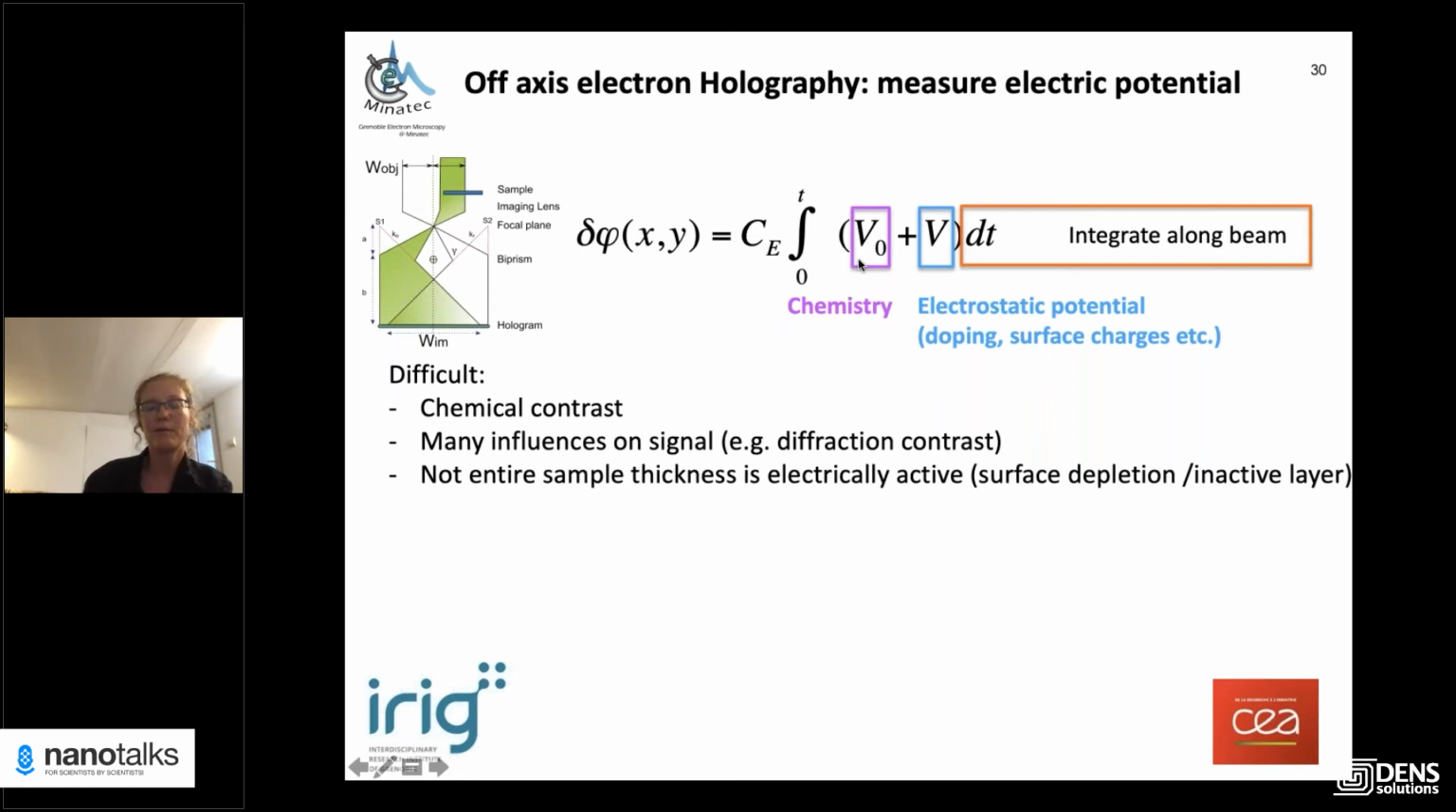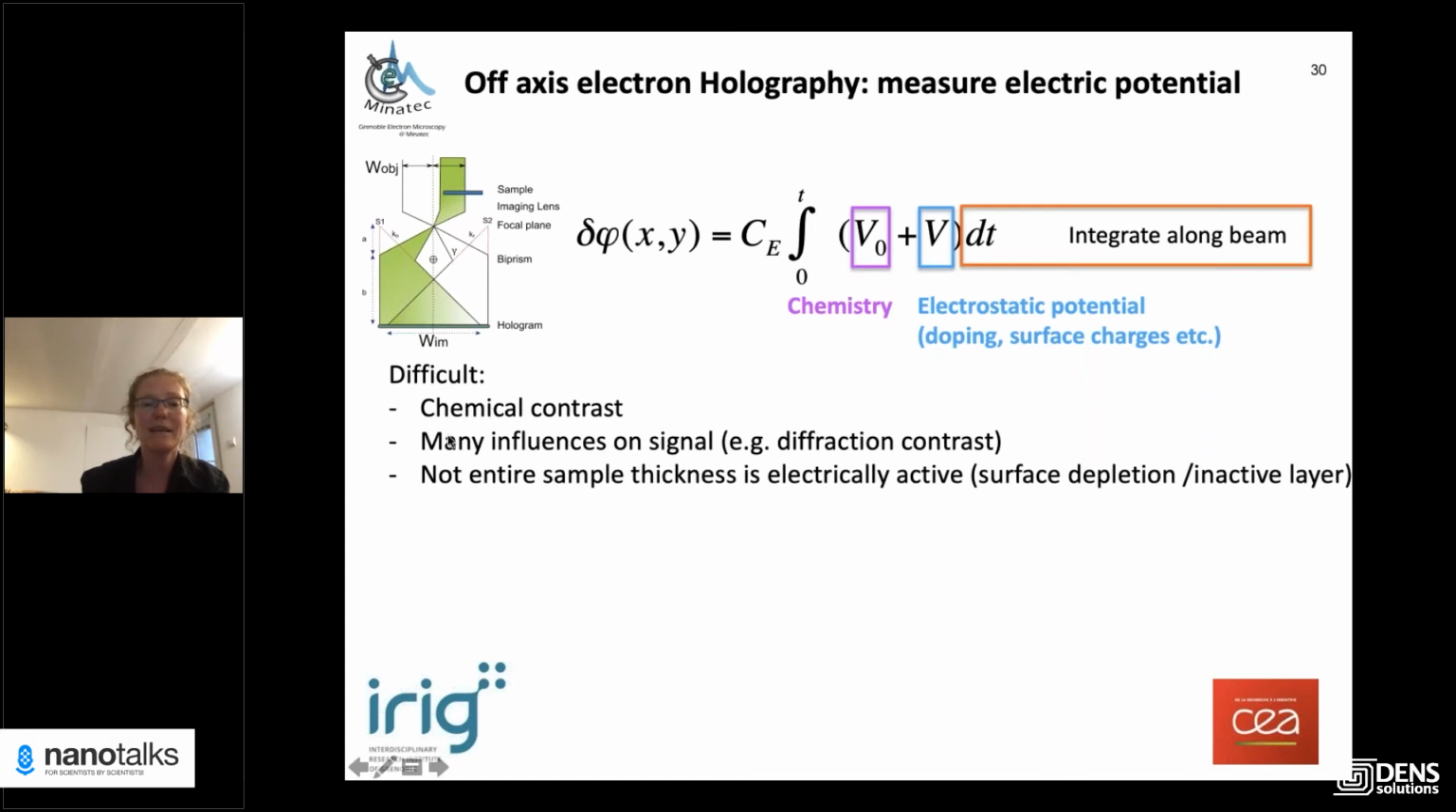Of course electron holography is super nice, you can measure electric properties at nanometer length scales, but of course there are challenges. It is difficult to do this in a quantitative way because you can have other influences on the phase change, for example, chemical contrast. We can tentatively separate this potential term into a contribution of the chemistry of the sample, the atoms, because they will dephase your electron wave. This is typically referred to as mean inner potential. And on top of that, we have basically the real electrostatic potential term related to things like doping and surface charge and Schottky contacts and so on.